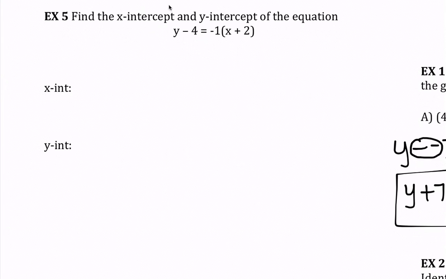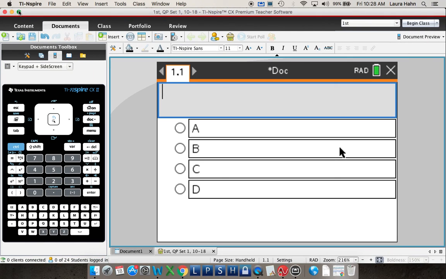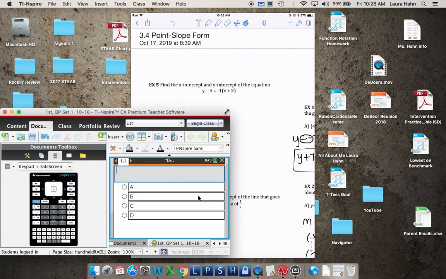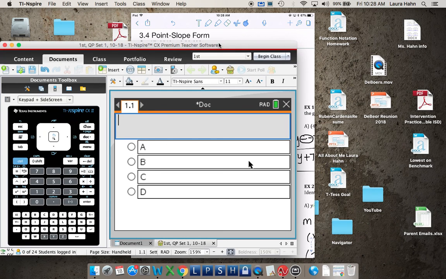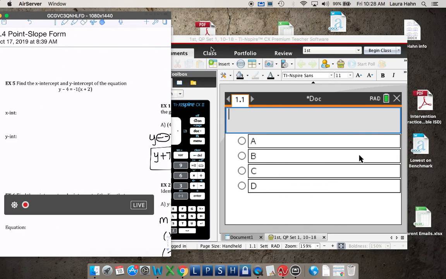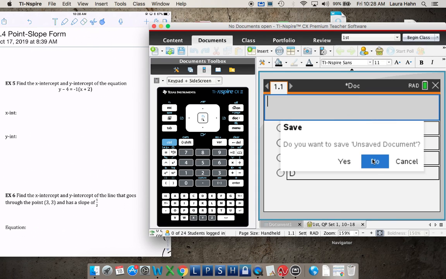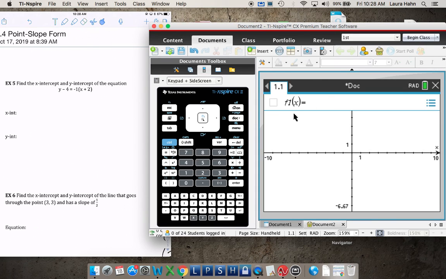Okay, so here's our equation: y minus 4 equals negative 1 times x plus 2. I want to make this bigger. And I'm going to go graph this guy. So I'm going to go home, add a new document, never save, and add a graph. Well, we know that this right here means y equals. Our equation says y minus 4 equals, which is different, so I can't use this.